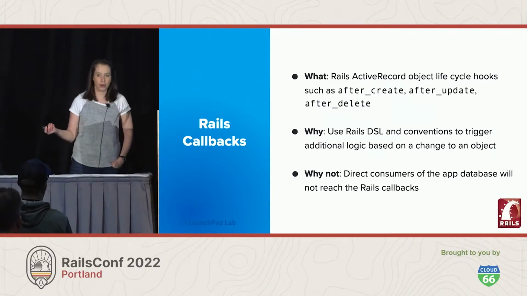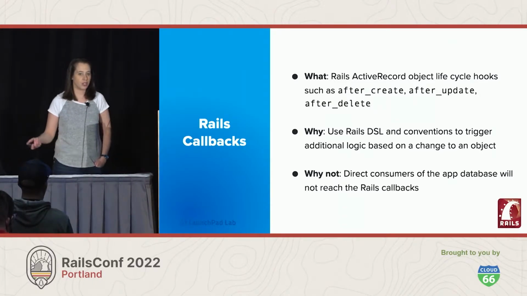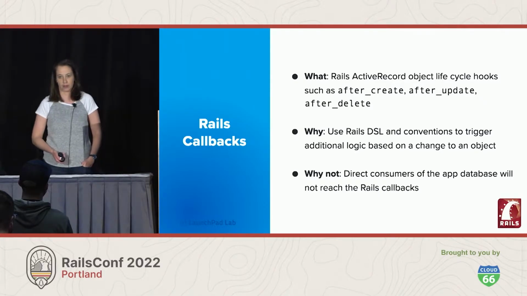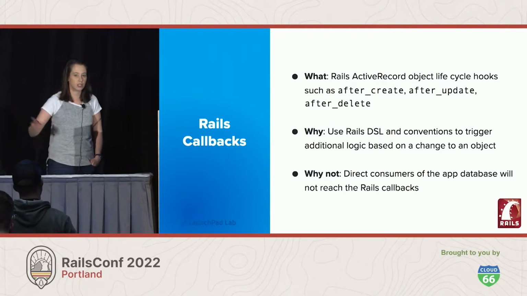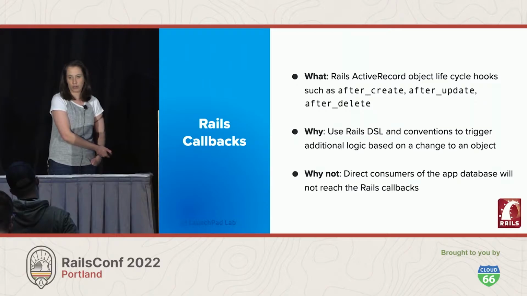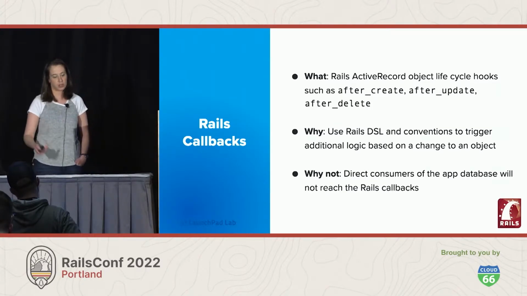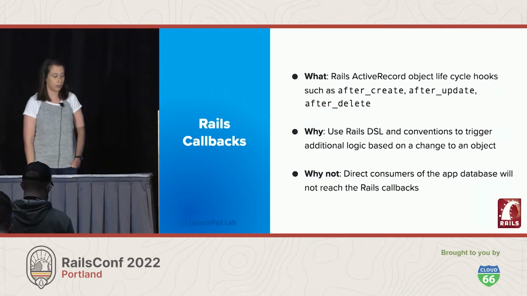So I need to know, when is something changing so that I can go do things, right? If a user is created in Salesforce, I need to make sure that we're getting a user created in Postgres with all those same attributes. Rails callbacks isn't really doing it for me.